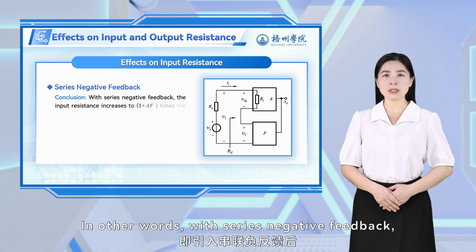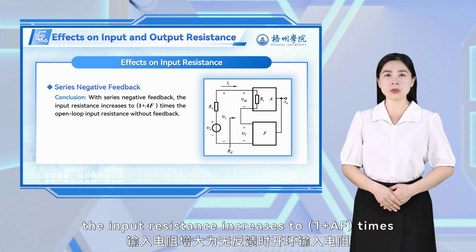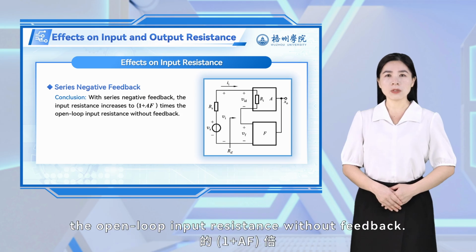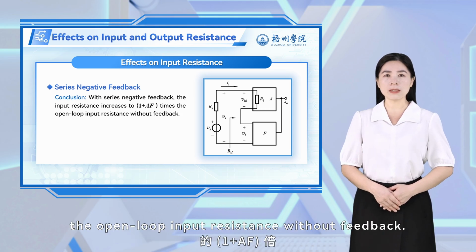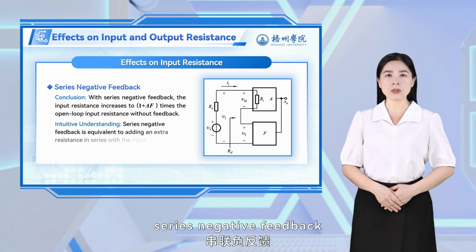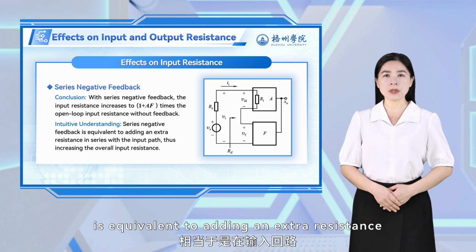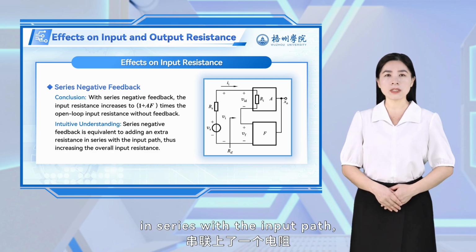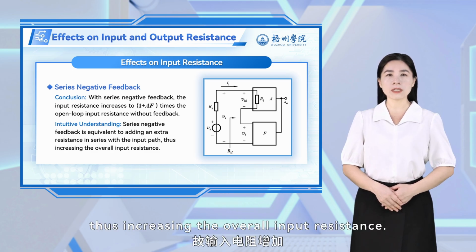In other words, with series negative feedback, the input resistance increases to 1 plus AF times the open-loop input resistance without feedback. This can be understood intuitively. Series negative feedback is equivalent to adding an extra resistance in series with the input path, thus increasing the overall input resistance.